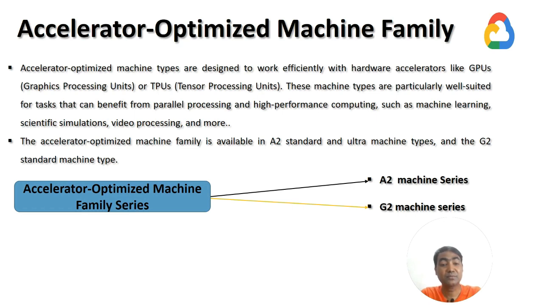Machine families are further classified by series and generation. Guys, as you can see here, the accelerator-optimized machine family series are the A2 and G2 machine series. Let's discuss the machine family series one by one so that you can easily understand it. Then, based on your project requirement, you can implement it.